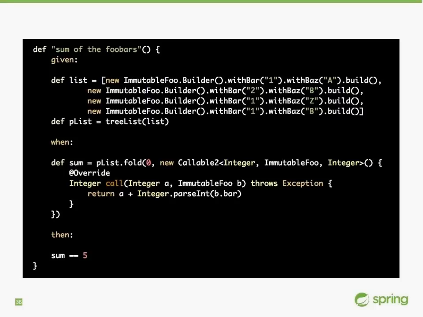That 1 will be passed in as the next call to fold. And so now fold will take 1 and the second foo in the list. Its bar value is 2. 1 plus 2 is 3. That 3 will be passed in with the next foo. 3 plus 1 is 4. That 4 will be passed in with the next foo. 4 plus 1 is 5. And so our then assertion there that sum is equal to 5 actually matches up with what we think happens when we run through the computation.